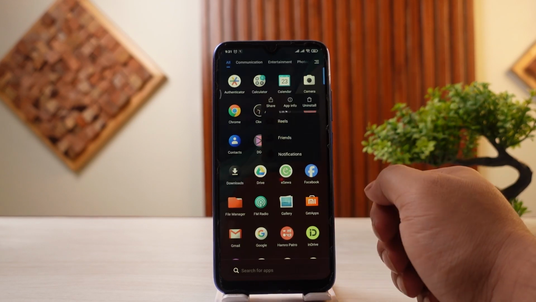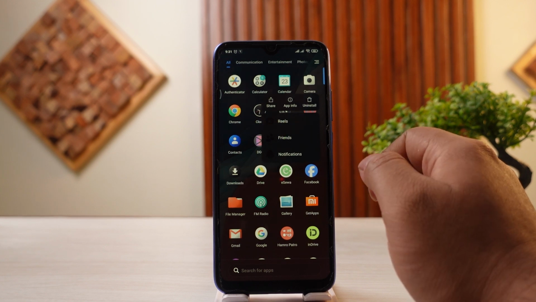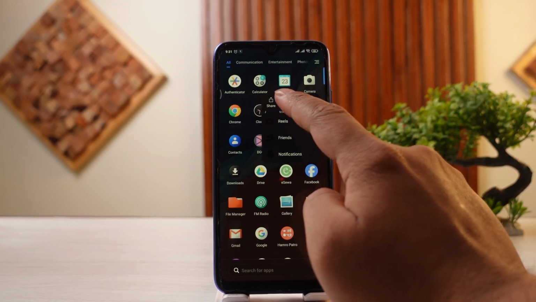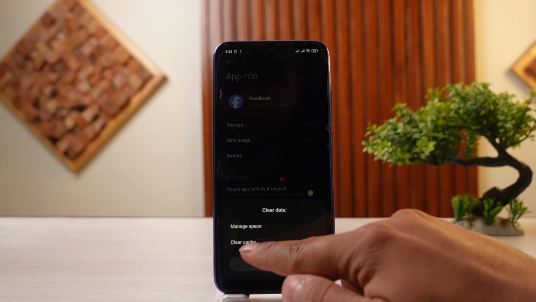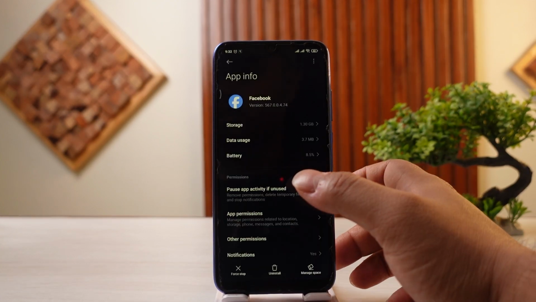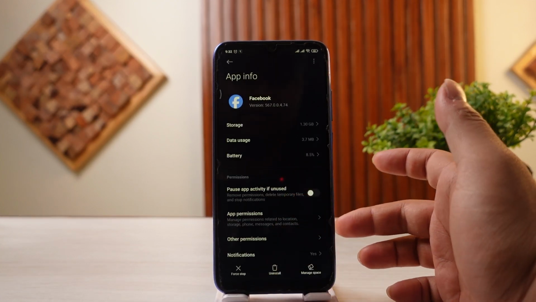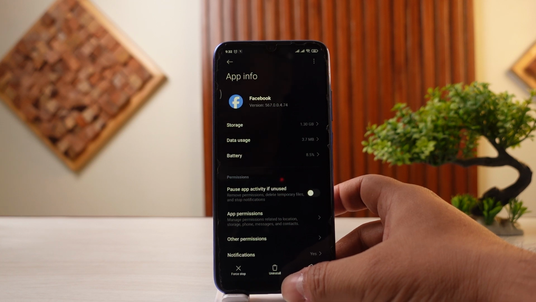Also, what you'll need to do is clear out the cache of the Facebook application. So just tap and hold the application, head over to this eye icon, head over to clear data, and then tap on the clear cache option. What this does is remove any sort of corrupted files that may be causing these issues.